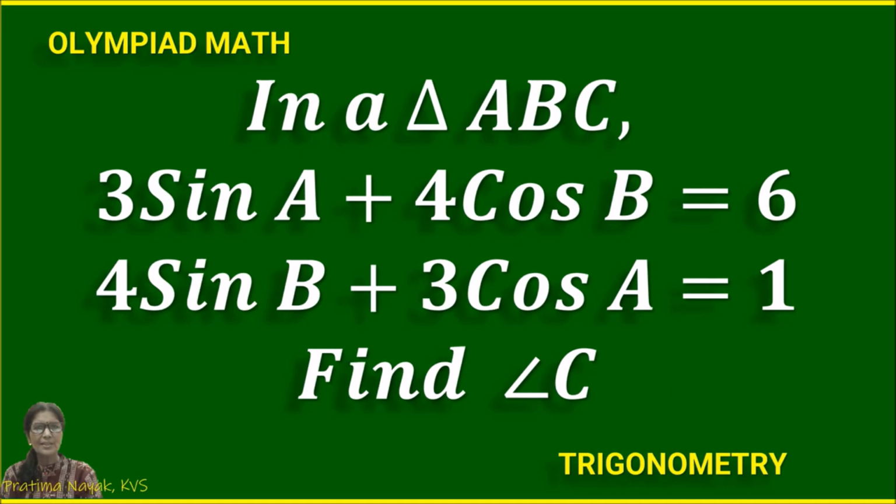Today I have taken a very simple question from trigonometry. In a triangle ABC, it is given 3 sine A plus 4 times cos B is equal to 6, whereas 4 times sine B plus 3 times cos A is equal to 1. You have to find the angle C.